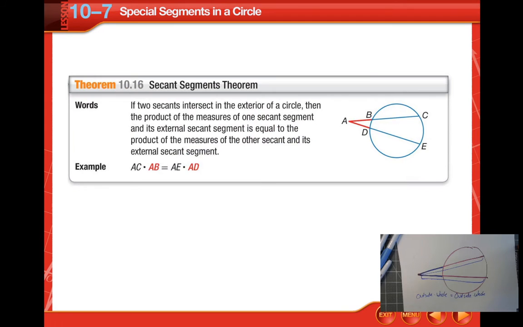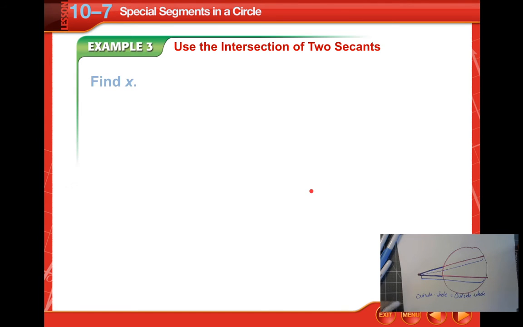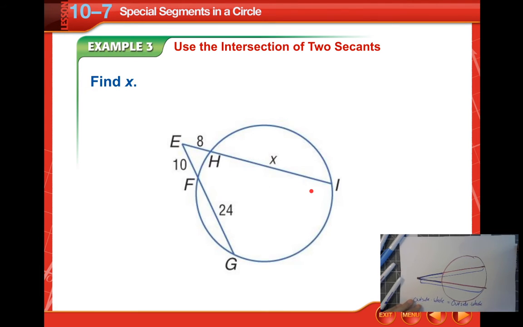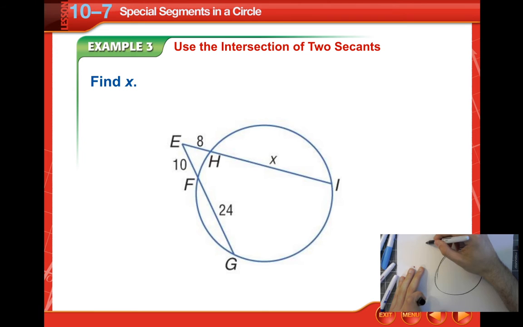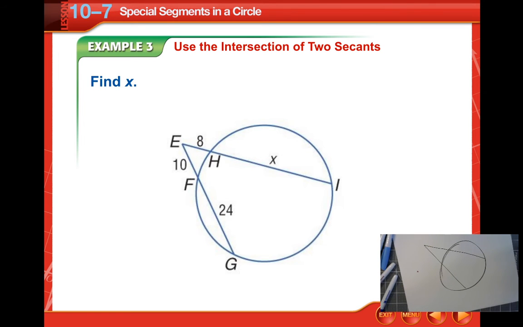So let's do some practice problems. I think it'll make more sense when we do this. Perfect. This is a great problem. It's very straightforward, and hopefully we don't get lost in it. So we have a circle. We have two secants coming through. We'll talk about what happens if we have a secant and a tangent, but it's not going to be too different. We have 8 over here, x over here, 10 over here, and 24 right here.